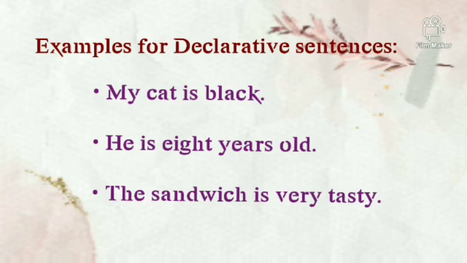My cat is black. He is 8 years old. The sandwich is very tasty. So, declarative sentences are statements that tell us some information and they always end with a period or full stop.